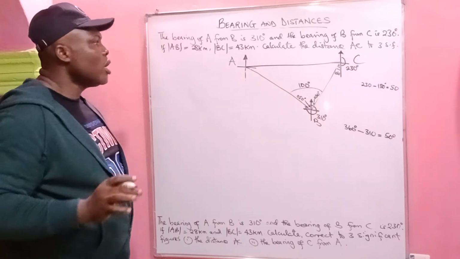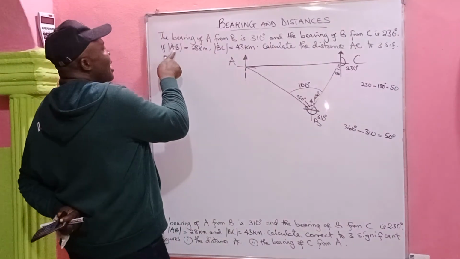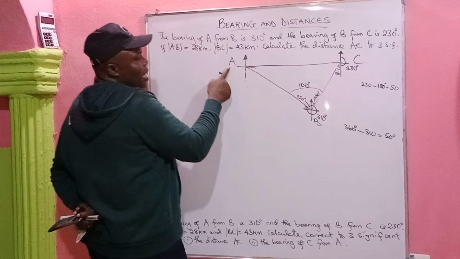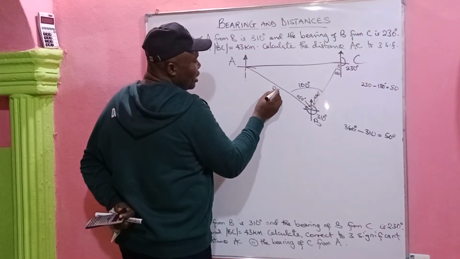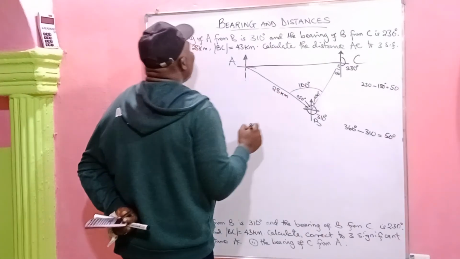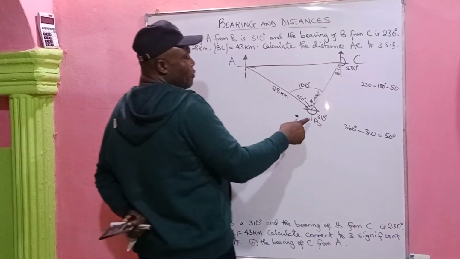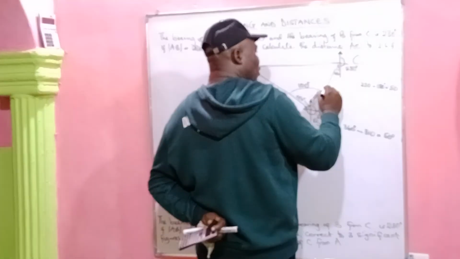It's that simple. Now, they have already given us line AB to be 28 kilometers. From B to C, they said it's 43 kilometers.